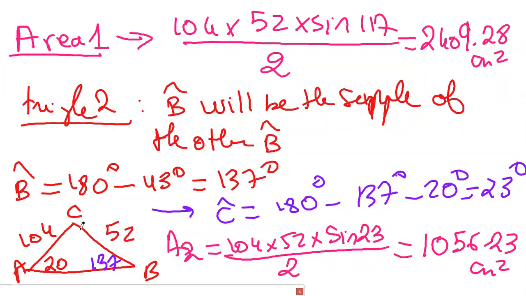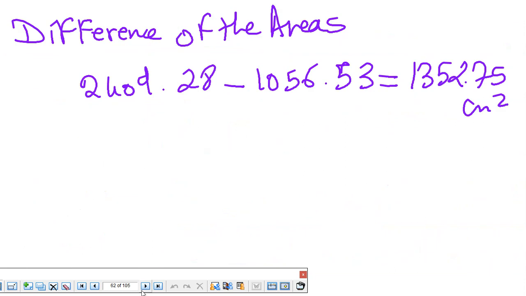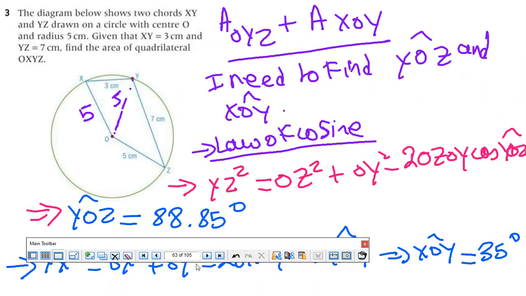How do we find the area of the second triangle? Two sides should be given and an angle in between. So it's 104 times 52 times sine C over 2. I got the second area. How do we find the difference between the areas? We subtract, and we find the difference between those two areas.